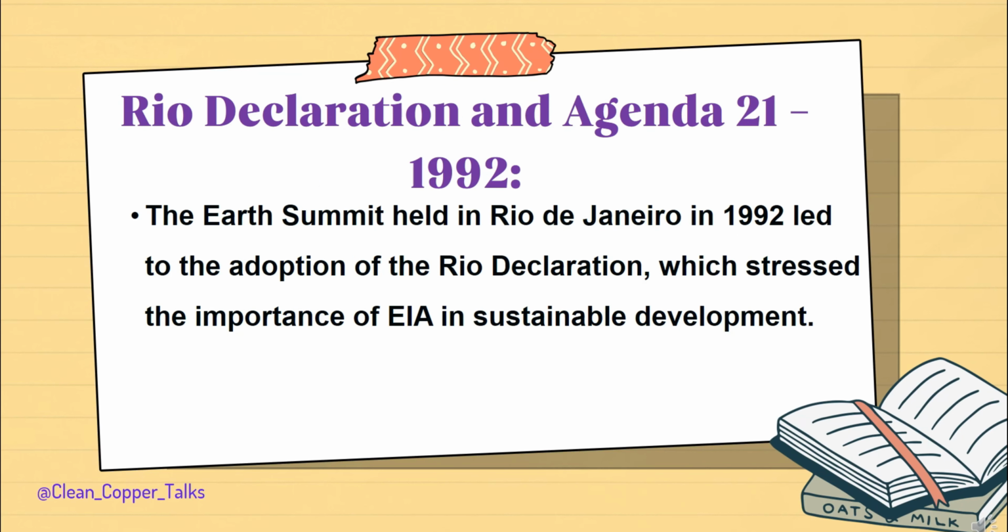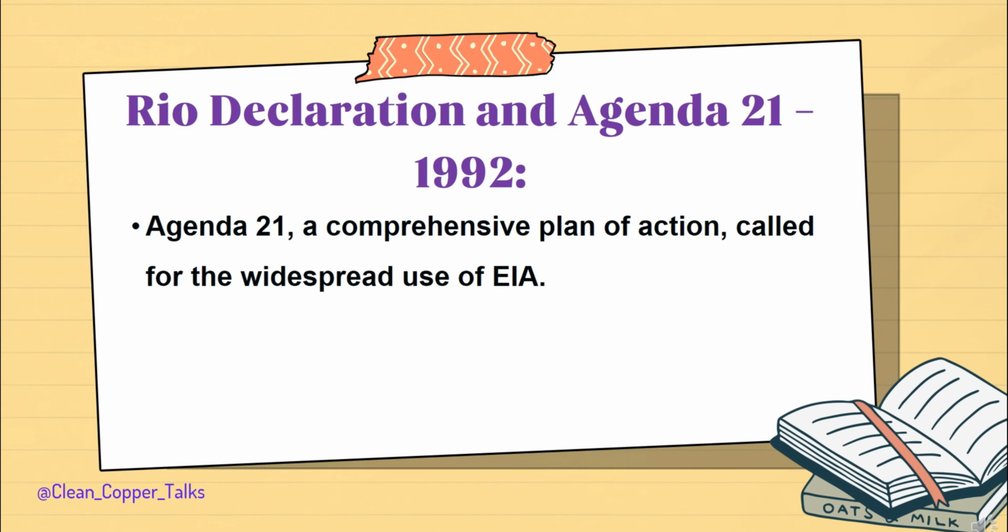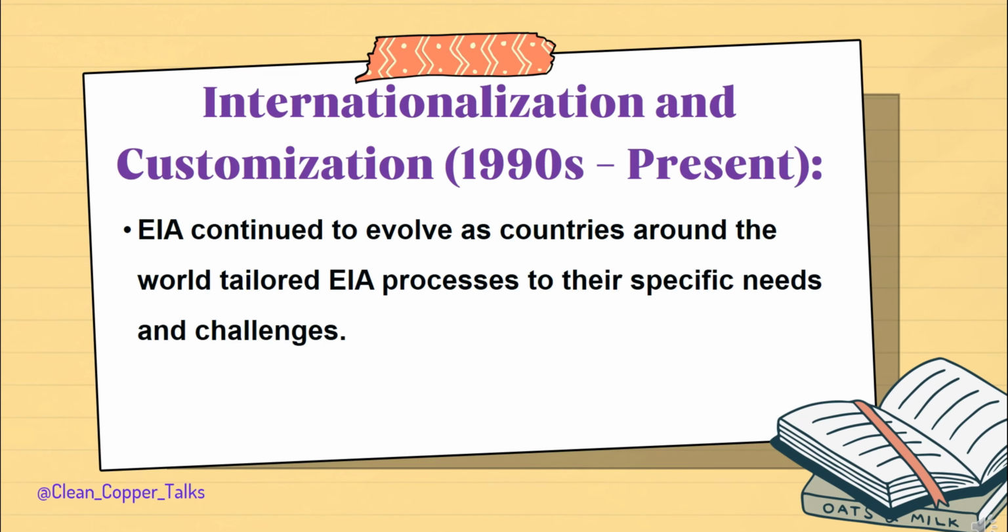Then there was the Rio Declaration, the Earth Summit held in 1992, which led to adoption of the Rio Declaration, which stressed the importance of EIA in sustainable development. And hence this further promoted the acceptance of EIA by all the countries. Agenda 21 of the Rio Declaration 1992 had a comprehensive plan of action that called for the widespread use of EIA.